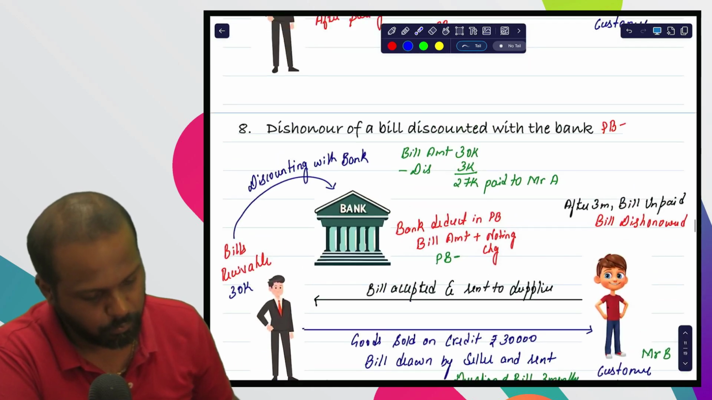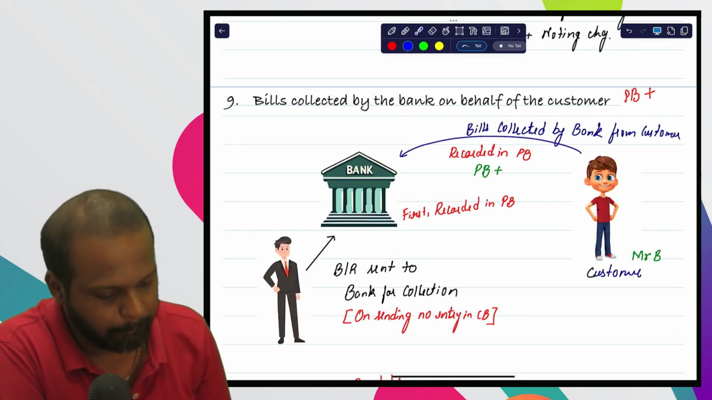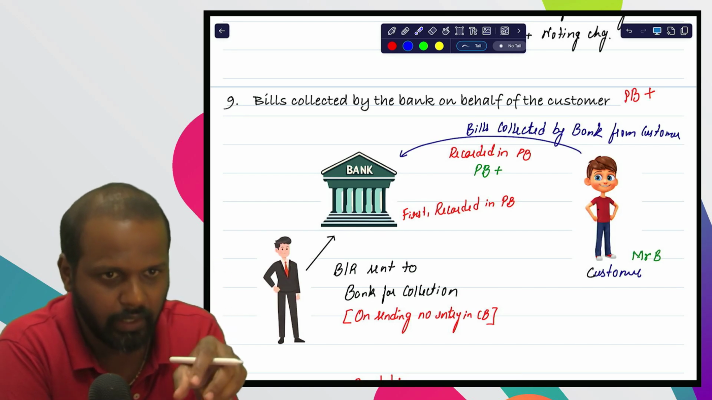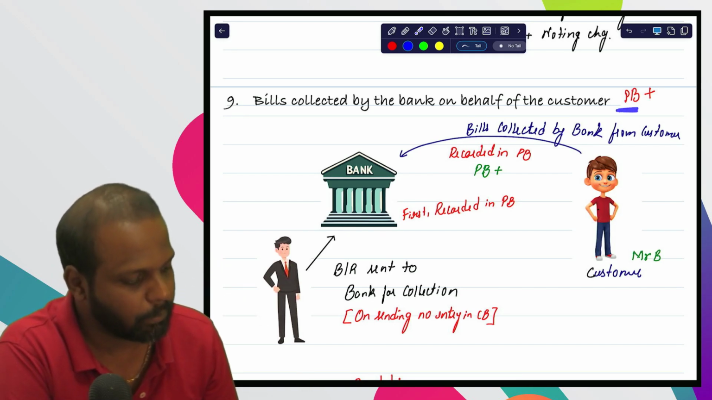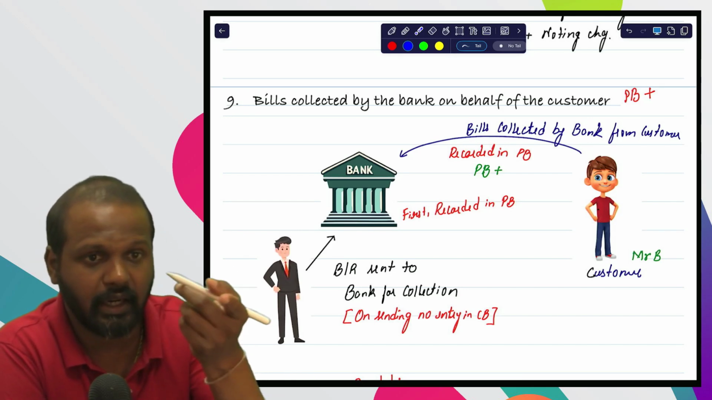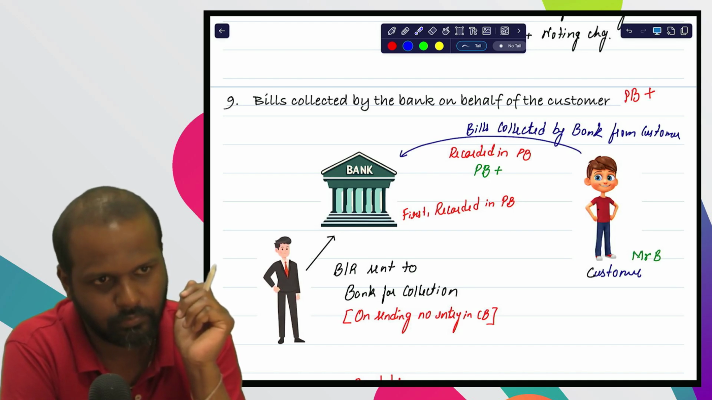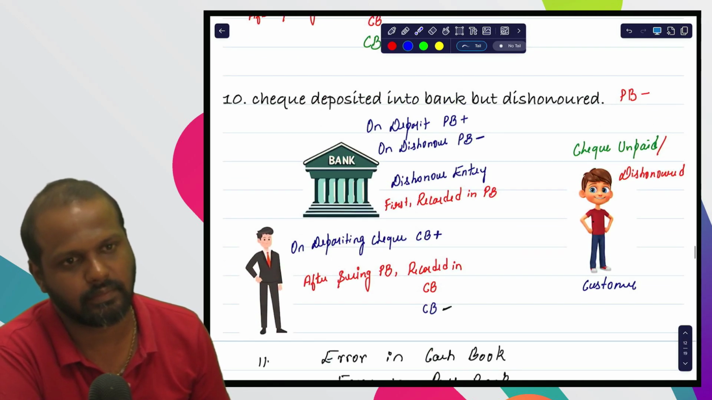So the point here is: bill collected by the bank on behalf of A. The bank has collected the money. So the first entry will come in the passbook, plus. After I see the entry in the passbook, I will do the entry in the cash book. So as of now, the entry is there in the passbook, plus.